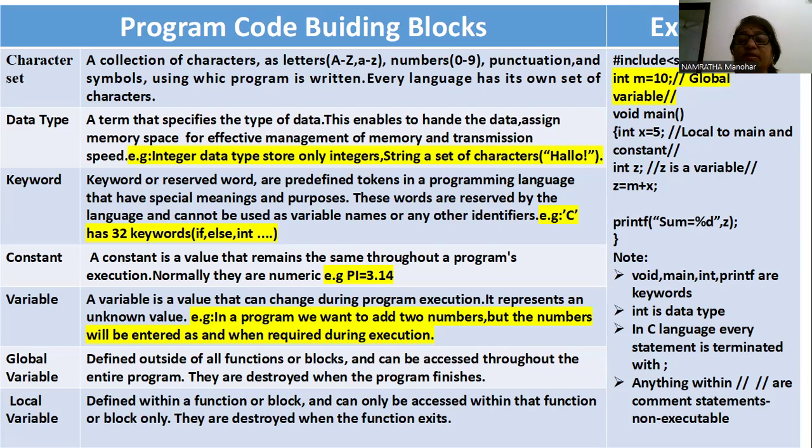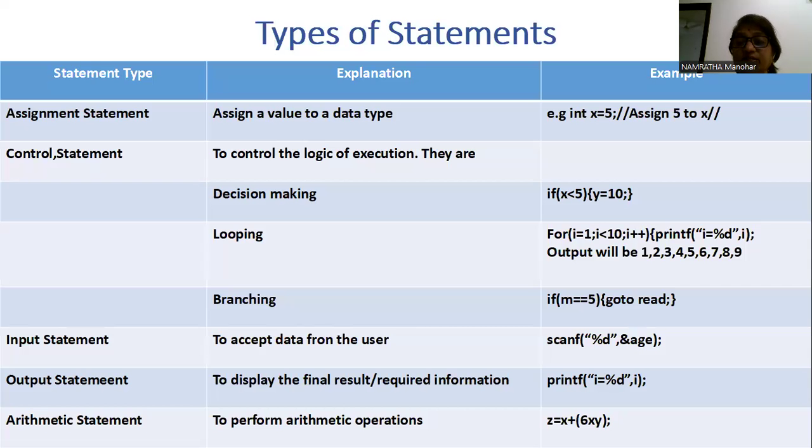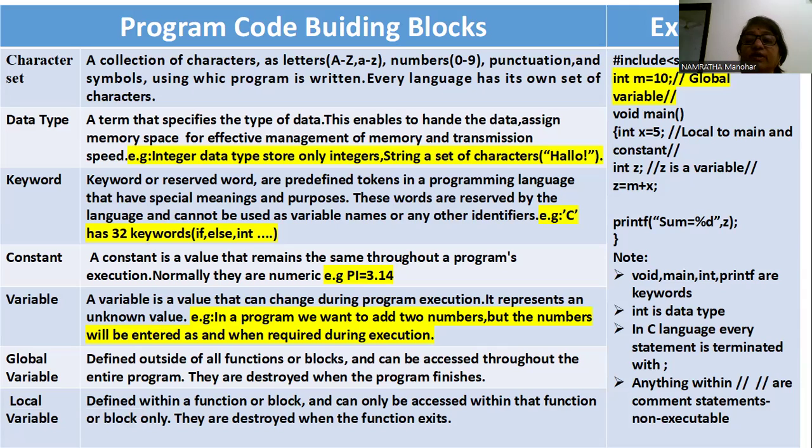Right? So once the particular seat is reserved, we will know how many passengers can travel in that particular bus. In the same way, if you want to use your memory effectively, you need to know how much memory space needs to be reserved for a particular variable, constant, or term. So integer data type stores only integers, string stores a set of characters such as hello. In C language, each of these alphabets is called a character and a group is called a string. And a string in C language is given within quotes.